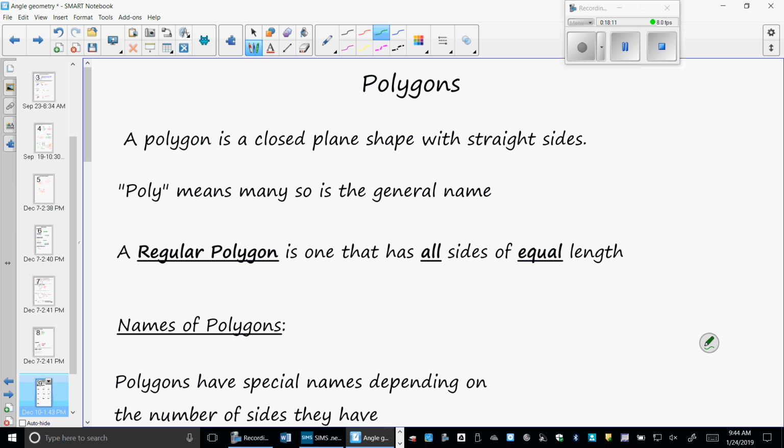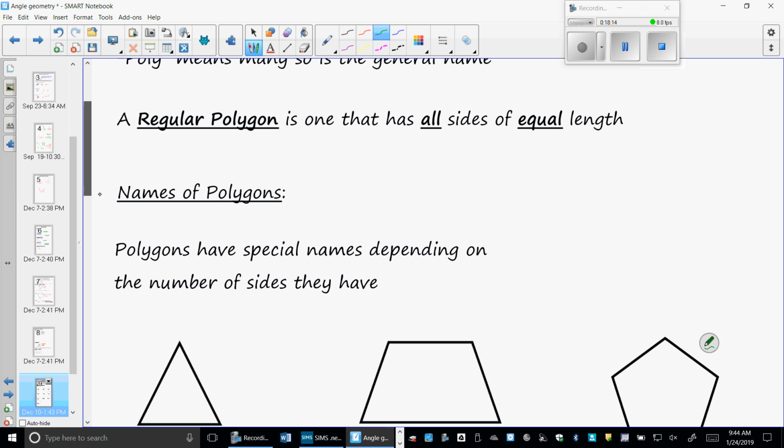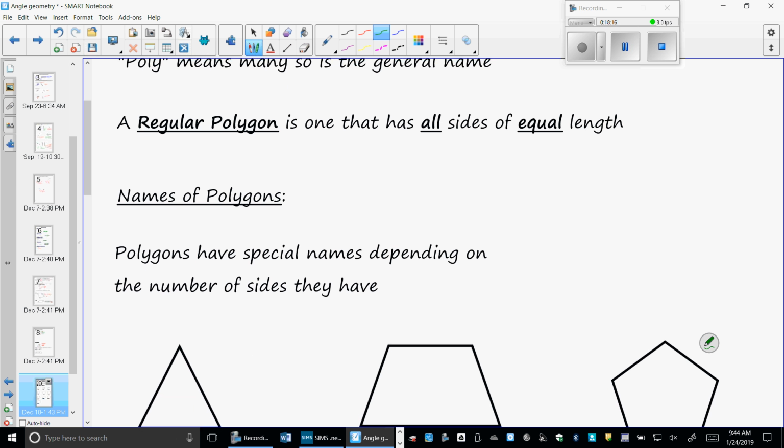Polygons. Remember about polygons? The word regular means that all sides are the same length. Yes. All sides are the same length.